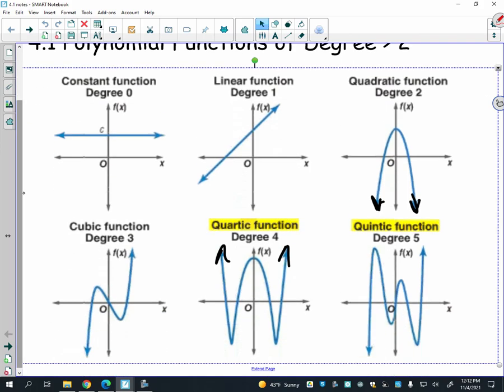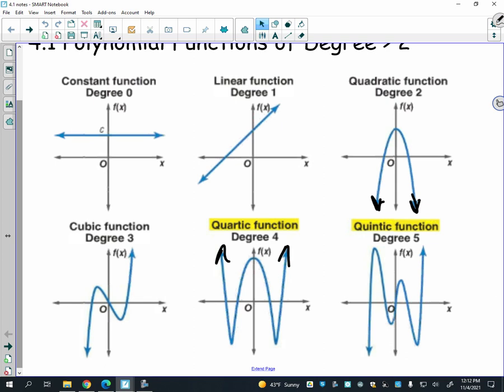A constant function is a polynomial function with degree 0 because it's just like the number, like y equals 3. It has no x in it. A linear function is degree 1 because it has an exponent of 1, like a line. So that's like y equals mx plus b. Quadratics, we talk about those a lot. That's when you have like x squared, right? Anything that has x squared in it, that's degree 2.